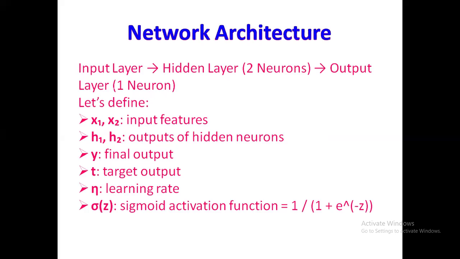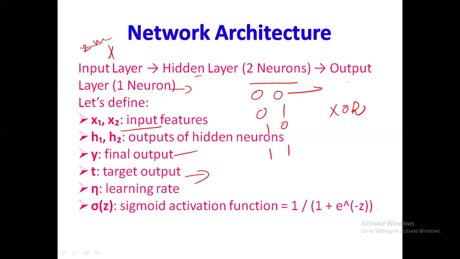The network architecture is, as I said, input layer, hidden layer, output layer: one neuron in the output layer, two neurons in the hidden layer, and two neurons in the input layer. The input features we are going to use are x1, x2, that is 0 0, 0 1, 1 0, 1 1. Only the XOR problem we are going to solve. y is the output and t is the target output. Target output means for 0 0 I should get 0, for 1 1 I should get 0, for 0 1 we should get 1, and for 1 0 we should get 1. The learning rate we are going to fix, and the sigmoidal function as the activation function is 1 divided by 1 plus e power minus z.